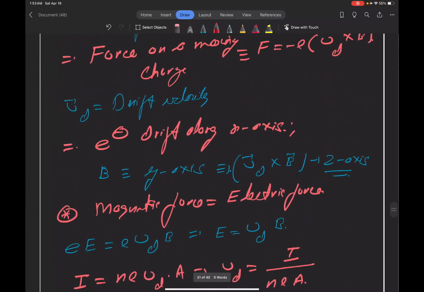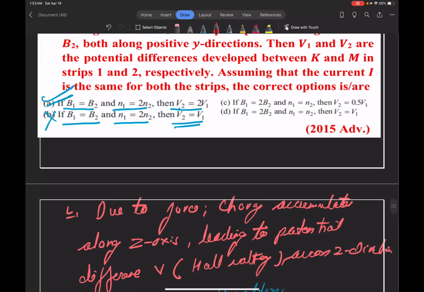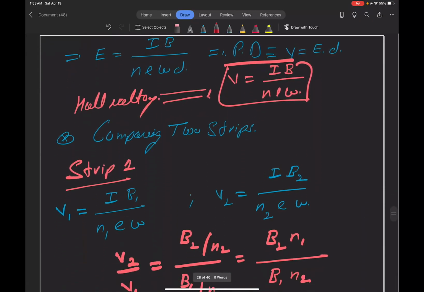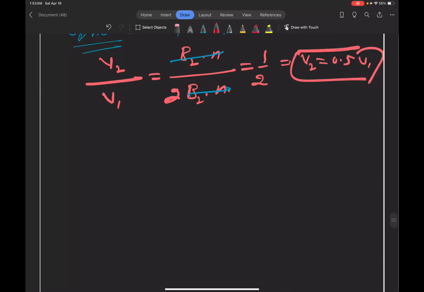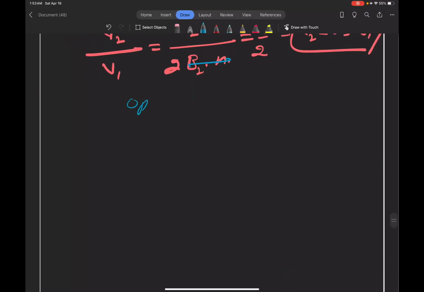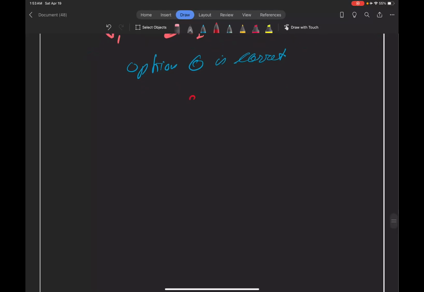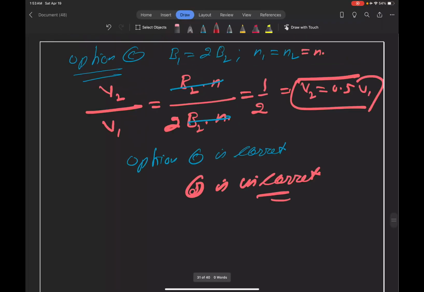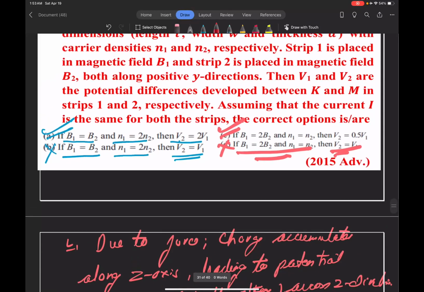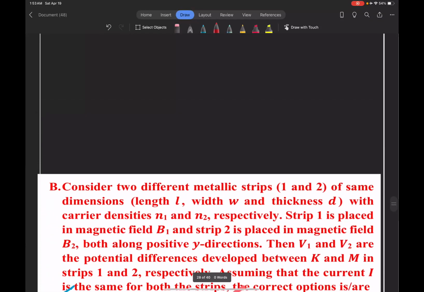So our option C is correct. And in option D, obviously for the same data, it says that V2 is equal to V1, so option D is incorrect. You can say option C is correct, and option D is incorrect. So this was our part B.